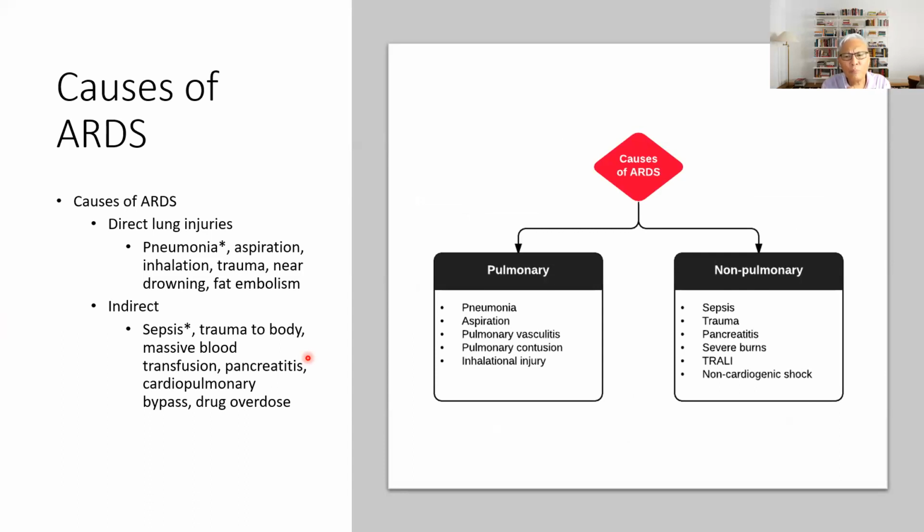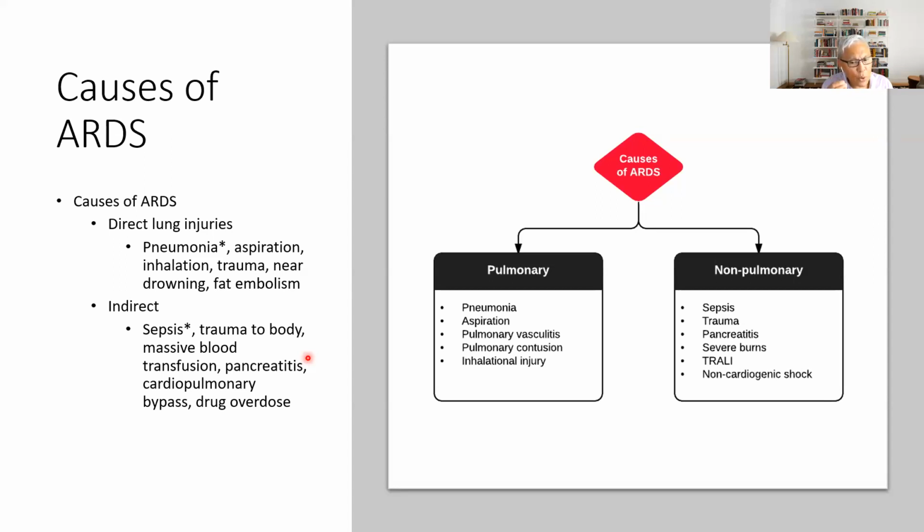All right, so what are the causes of ARDS? Well, we divide the causes of ARDS into two broad categories. One, those that have direct lung injury, and the other one is going to be indirect lung injury. So examples of direct lung injury would be pneumonia, or maybe aspiration, for example, bruising of the lungs as a result of chest trauma, or maybe the patient is near drowning. Those are examples of direct lung injuries.